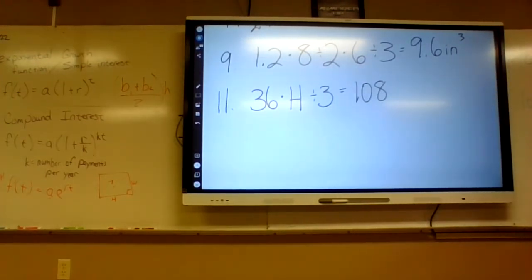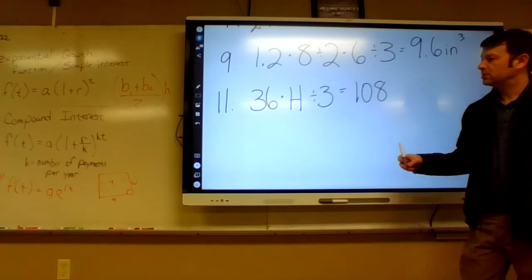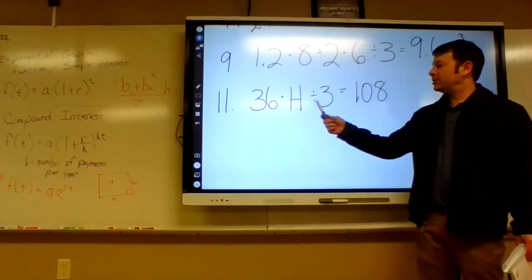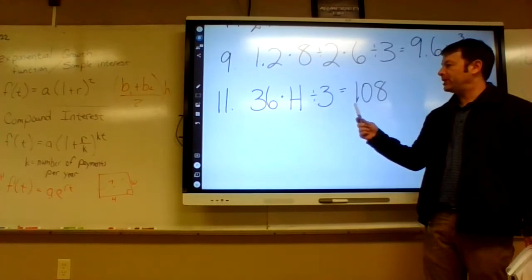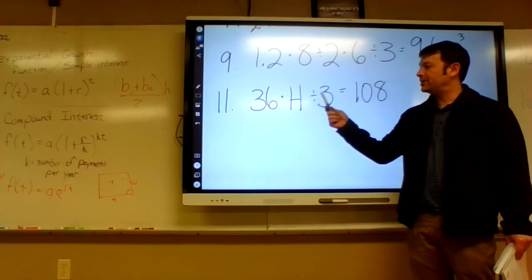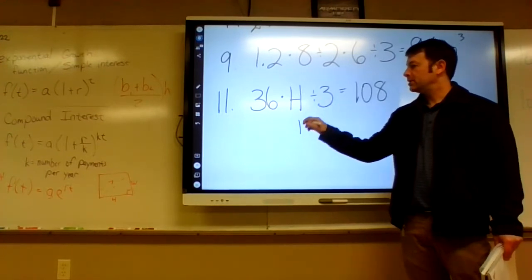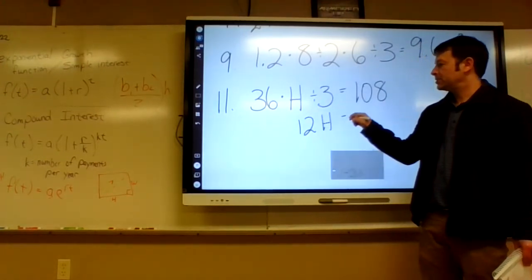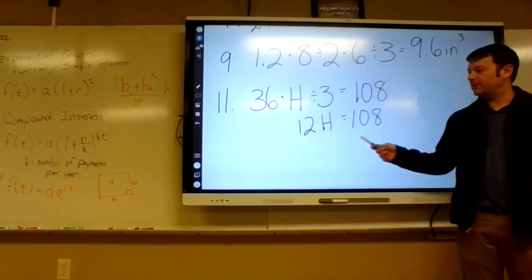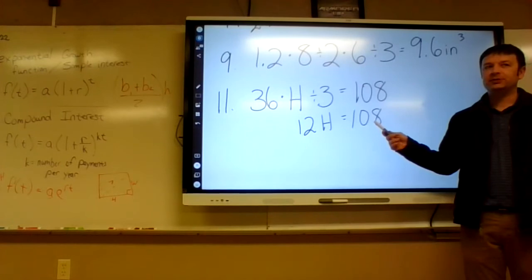So there's a couple ways we could go here. How could I solve this for h? Do a little bit of algebra here. 36, we could simplify. There's two things you could do. You could multiply by 3 and divide by 36, or you could simplify: 36 divided by 3 is 12h. And then what would we do? Divide by 12, right? Does anybody remember their 12s?